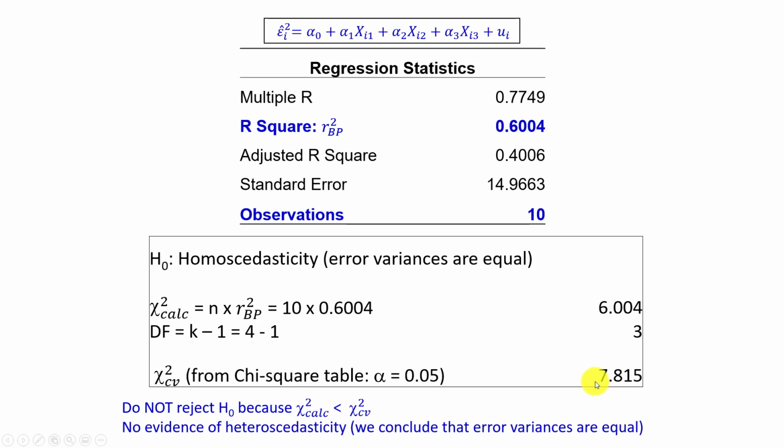And because my calculated chi-square value of 6 is less than the critical value, I did not reject the null hypothesis of homoscedasticity, concluding that there is no evidence of heteroscedasticity, in that the error variances are equal. And that's it.